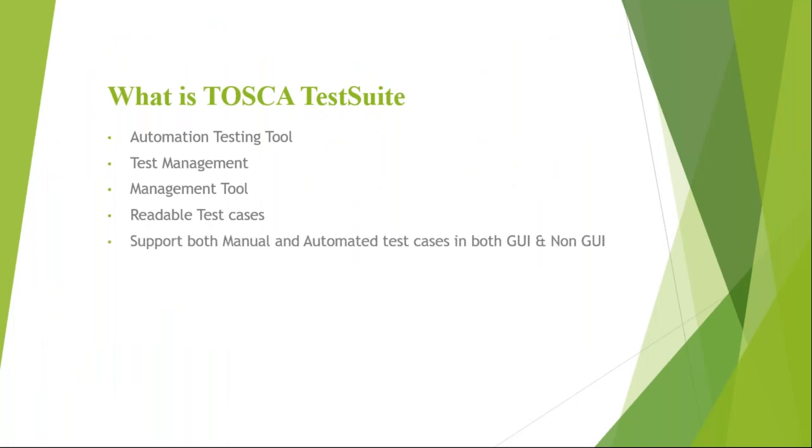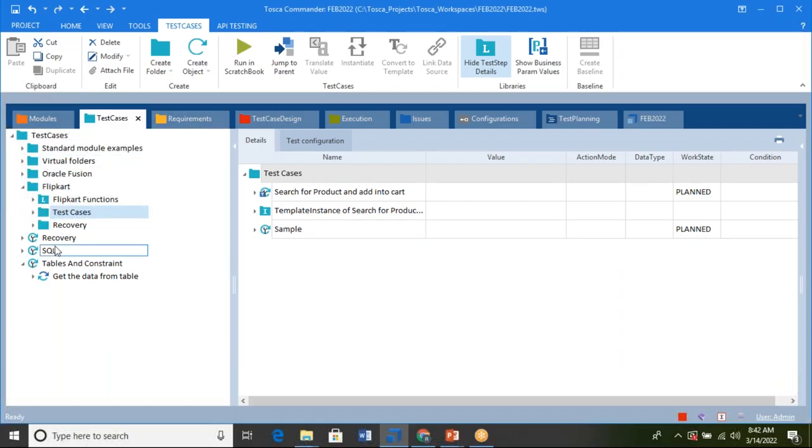And it supports both manual and automation test cases, in both GUI and non-GUI. GUI means graphical user interface, and whatever we can see in the front end is called a GUI application. We also have non-GUI applications like APIs. So it supports both GUI and non-GUI applications, in both manual and automation flows. You can create your automation scripts as well as your manual test cases in Tosca.